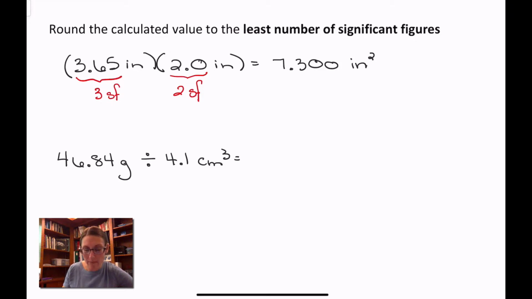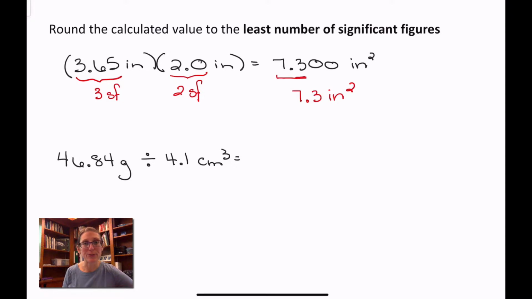Well, between 3 and 2, 2 is the smaller number, so I only want 2 significant figures in my final answer. That means starting from the first non-zero number on the left, I'm going to count over 2 spaces. This is the last decimal place that I'm going to include in my answer, and I'll have to round to that value. Well, in this case, 7.300 is just 7.3 because it's right at that point, so I don't have to do anything fancy. So my final answer is 7.3 inches squared.